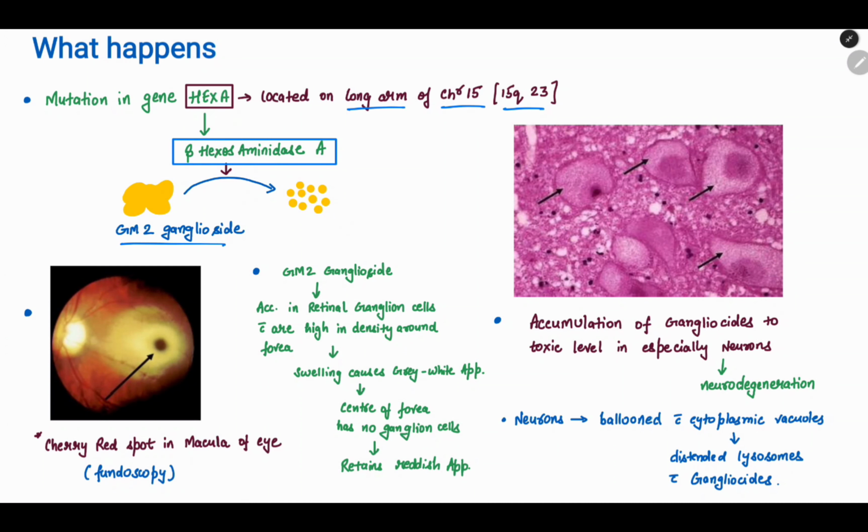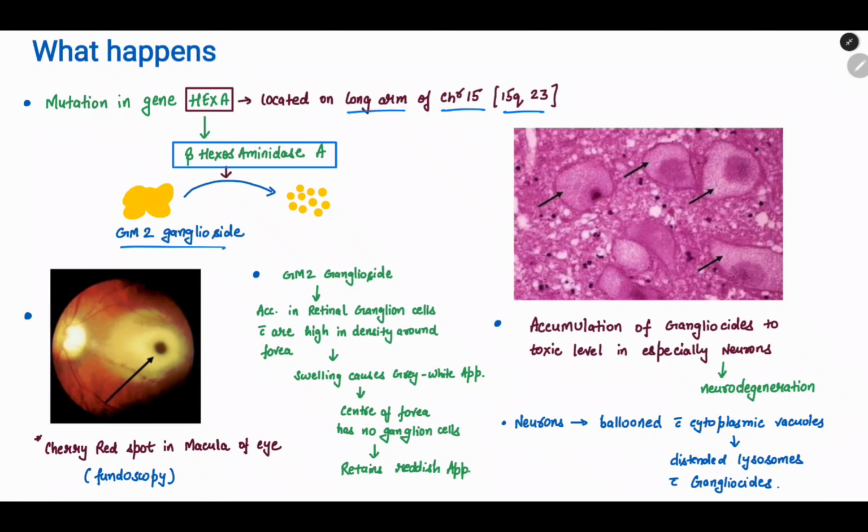Due to this, there will be no breakdown of GM2 ganglioside and hence accumulation of GM2 gangliosides takes place. The ganglioside accumulation is seen in all the tissues, but it is predominant in the central and autonomic nervous system as well as in the retina. In the neurons, the accumulation of gangliosides occurs to a toxic level which leads to neurodegeneration. On histological examination, the neurons appear balloon shaped with lots of cytoplasmic vacuoles, as seen in the image.